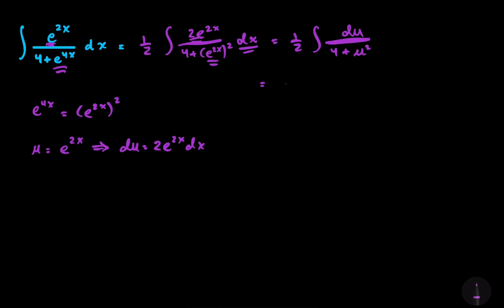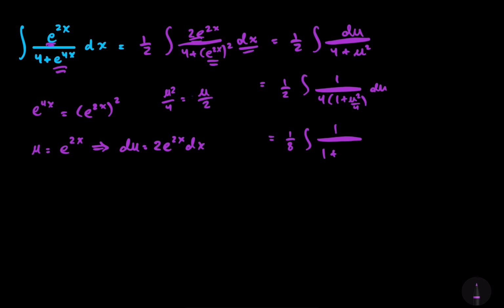So this is equal to 1/2 times essentially 1 over 4 times 1 plus u squared over 4 du, which is equal to 1/2, or we can bring this 4 out, so this just becomes 1 over 8 times the integral of 1 over 1 plus, here we have u squared over 4. U squared over 4 is really just u over 2 quantity squared, right? So u over 2 quantity squared du.